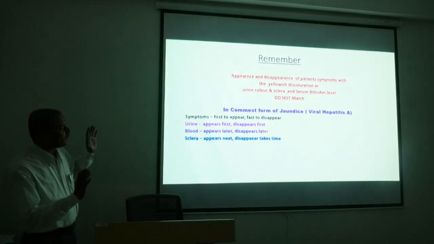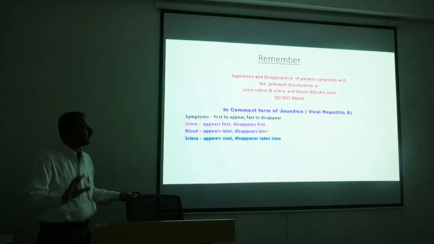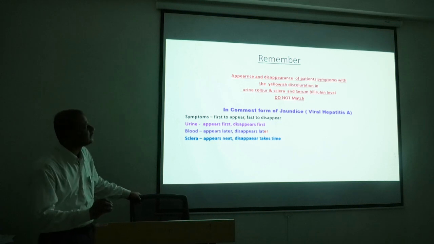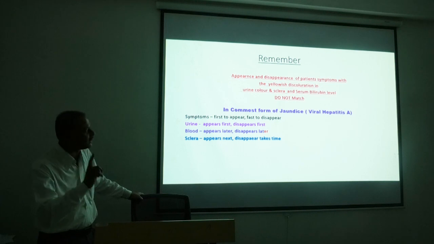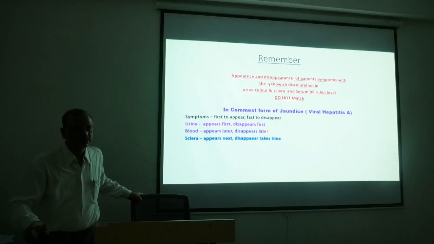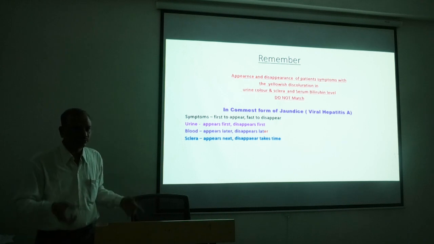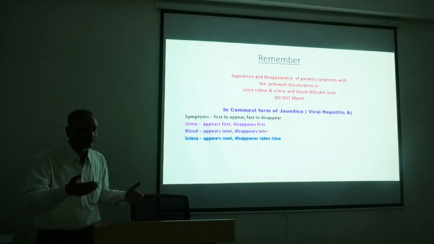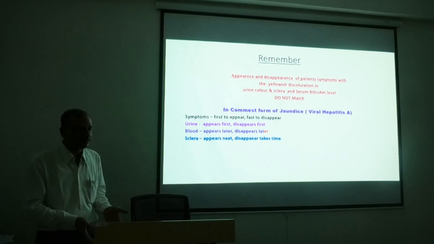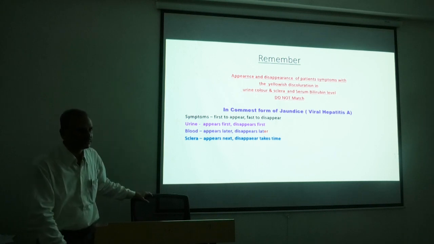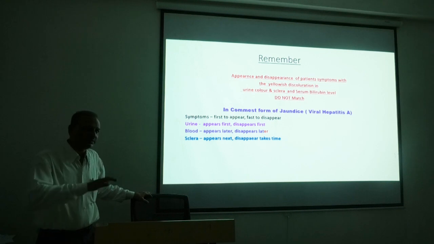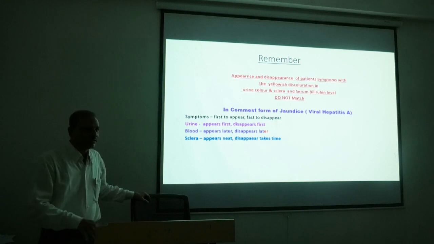Remember one important thing which will be required throughout your life: the appearance and disappearance of patient symptoms, and the yellow discoloration of sclera, urine, and serum, will never match. The patient will start vomiting and nausea first; after 2 days the urine will be slightly dark in color, and then it will appear in the eye.